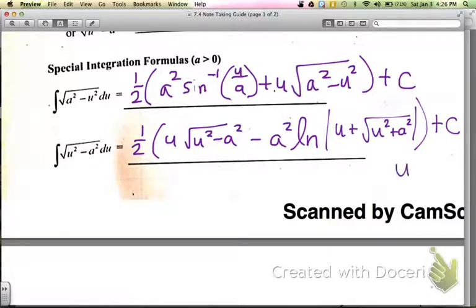And this is when u is greater than a, that second one. And then for the next one on the third page, go ahead and pause the video so you can finish writing that down, and then move on to the next one.